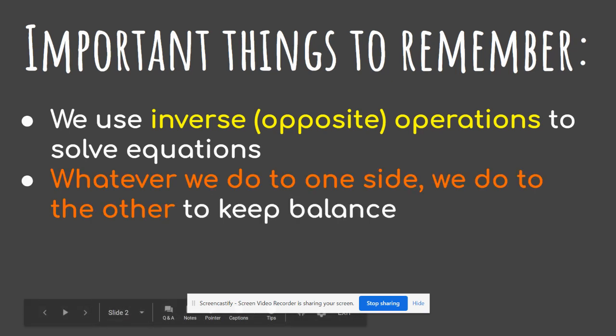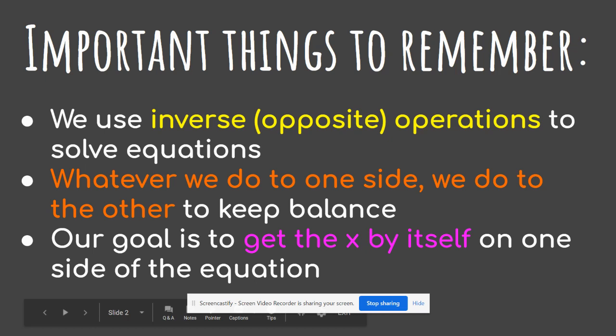The next thing is whatever we do to one side, we do to the other to keep it in balance. One important thing to know is that the equal sign promises us that both sides of the equation have the same value. So whatever we do to one side, we have to do to the other. And the third thing is that our goal is always to get the x by itself on one side of the equation. Once you get that done, then you know you've solved it.